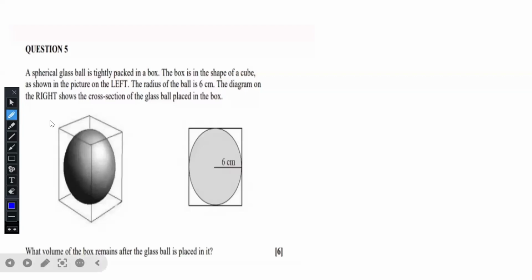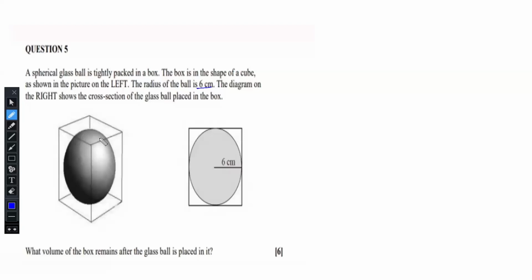Okay, so we have another question here. It says a spherical glass ball is tightly packed in a box. The box is in the shape of a cube, as shown in the picture on the left. The radius of the ball is 6 centimeters. The diagram on the right shows the cross-section of the glass ball placed in the box. What volume of the box remains after the glass ball is placed in it? So we want to find the volume that remains.